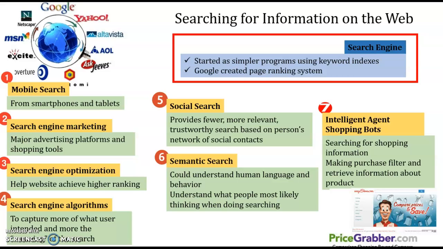Right? Then we have the intelligent agent shopping bots. Okay, ini searching for shopping information, making purchase filter and retrieve information about product. So dia buat filtering dekat situ. So tak adalah macam everything dia letak. So dekat sini dia akan bagi macam you beli barang apa. Contohnya lah you beli baju. Okay, baju jenama apa. So dekat situ yang dia akan kata okay, so let's we provide something that related to what the user need. User tu kita lah yang menggunakan benda tu. So ini kita panggil sebagai intelligent agent and shopping bots.